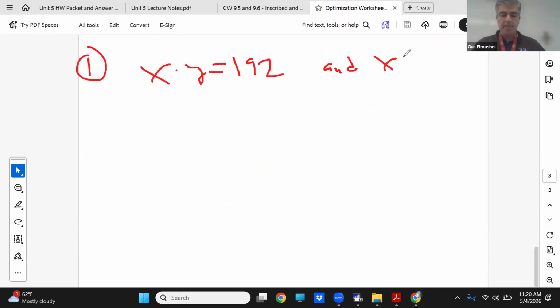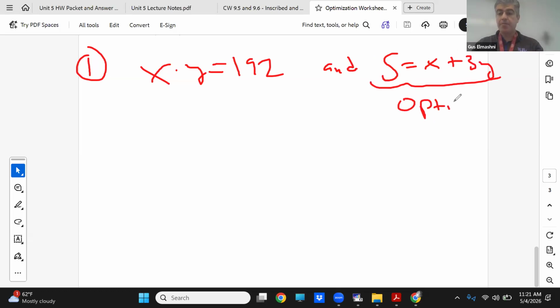Oh, it has to be minimum. Okay, got it. So actually we'll call it S for sum. Capital S will be the first plus 3 times the second. And this is what you want to optimize. More specifically, you want to minimize. Sometimes you might have to maximize things. You might be asked to do that.